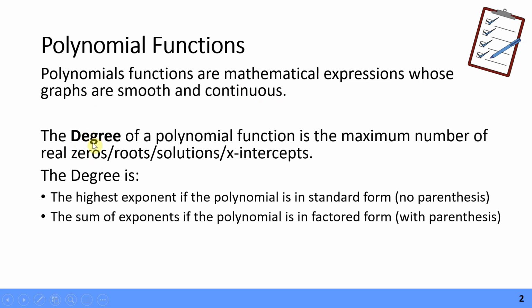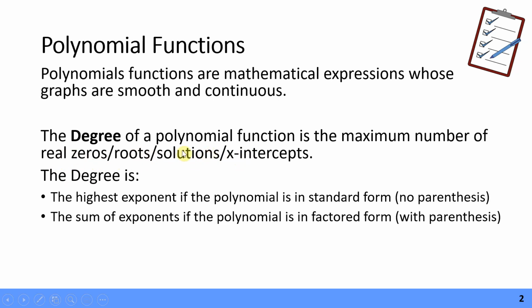When I give you a polynomial function, the degree of the polynomial function is going to end up being a number. And that number is going to tell you the maximum number of real zeros or roots or solutions or x-intercepts that the polynomial has. I know I'm freaking you out, right? But the reason why I included these four things in here is because they all mean the same thing. So if throughout the video you hear me saying the word solutions, it's the same thing as if I was saying x-intercepts or roots or zeros. All of these mean the same thing.